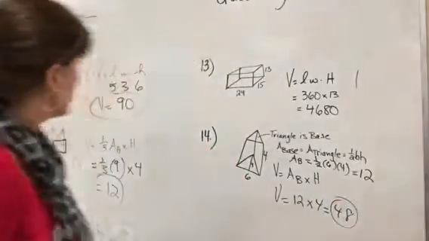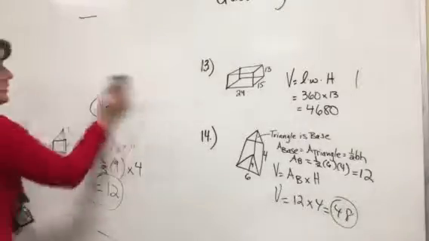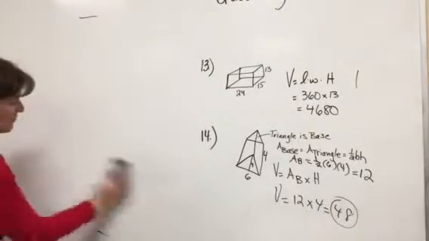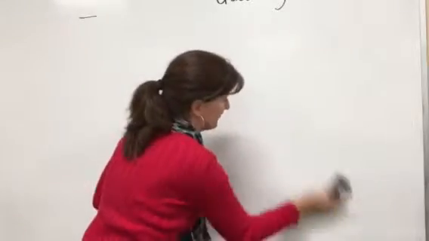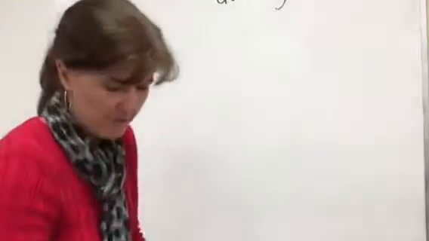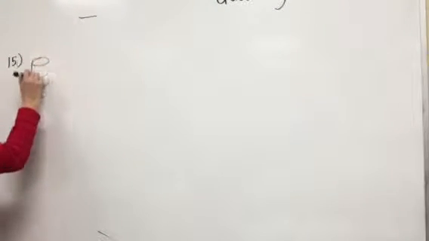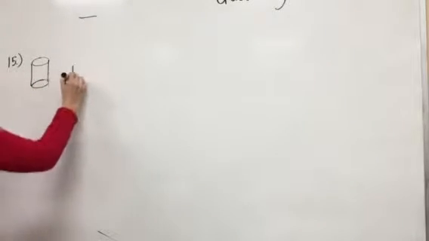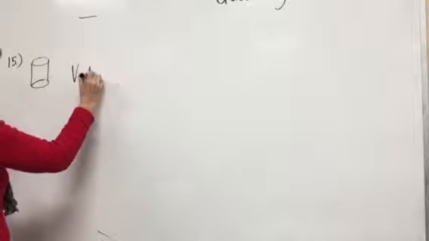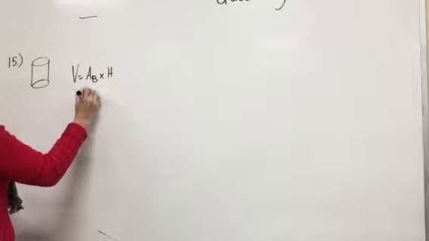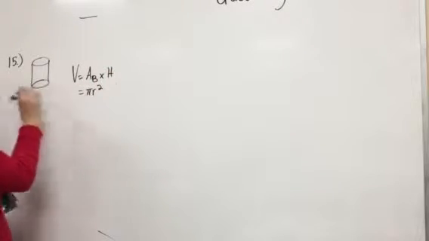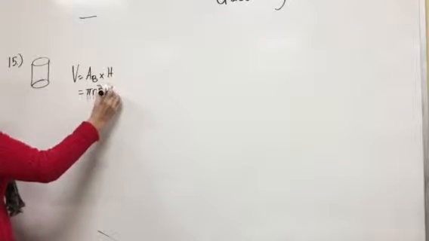So we're going to continue on with number 15. We're almost there. We have 18 problems. Number 15 is a cylinder. Remember, circular bottom, circular top. And the volume is going to be area of the base times height. And area of the base is pi r squared because the base is a circle, times the height.